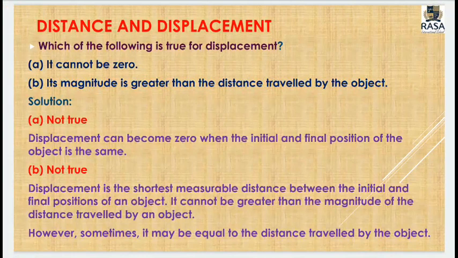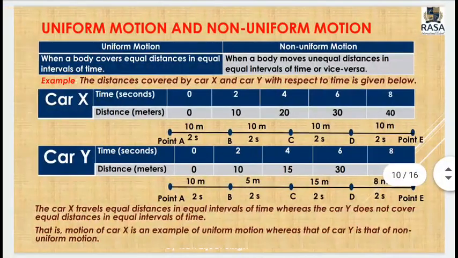The magnitude is greater than the distance traveled by the object. The magnitude of displacement can never be greater than the distance traveled by the object. It can be equal or less than, or be 0. So it is also not true. Displacement is the shortest measurable distance between initial and final position of the object, it cannot be greater than the magnitude of the distance traveled by an object. However, sometimes it may be equal to the distance traveled. So it should be clear in our mind.